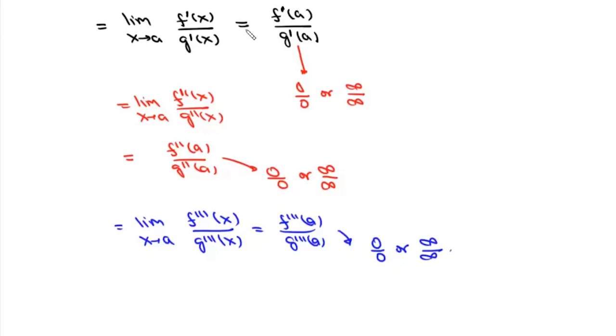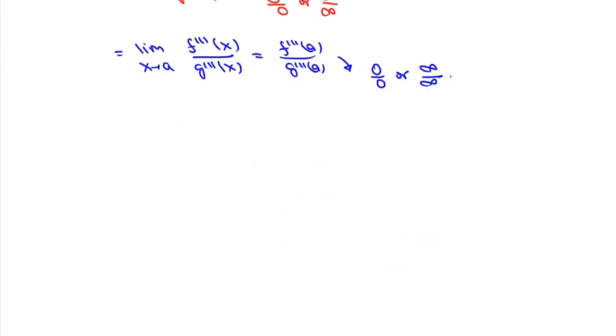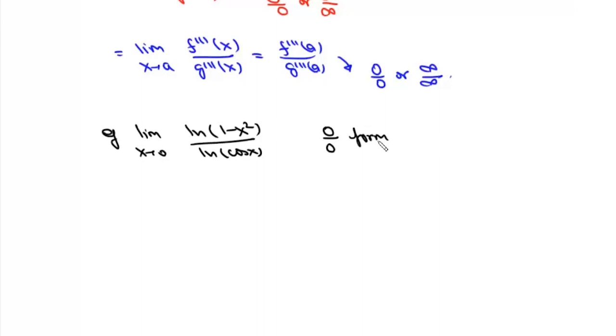Now, since this rule requires only differentiation, it is one of the easiest methods to solve limits. Now, say for example, we have this question: find this limit, x tends to 0, log(1 minus x square) upon log cos x. Now, this is log 1 which is 0, and cos 0 is 1, log 1 is 0, so it is 0 upon 0 form.